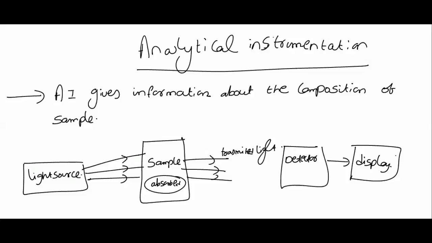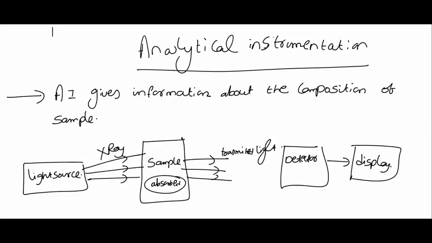Here the important thing is that we will be going through UV spectrometry, IR spectrometry, and X-ray spectrometry. It completely depends on the type of sample we are going to use. For example, if I use X-ray spectrometry, it means that the light source gives X-rays. Whenever the X-ray falls on the sample, some part will be absorbed and some part will be transmitted. The detector detects the X-ray and it is displayed. Then it is known as an X-ray spectrometer.